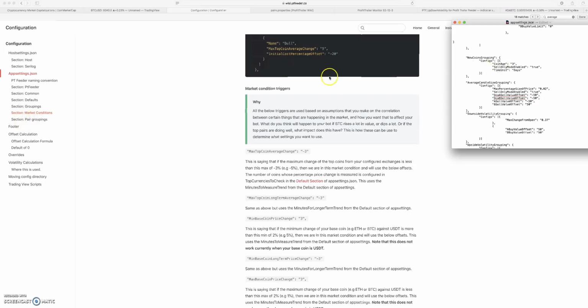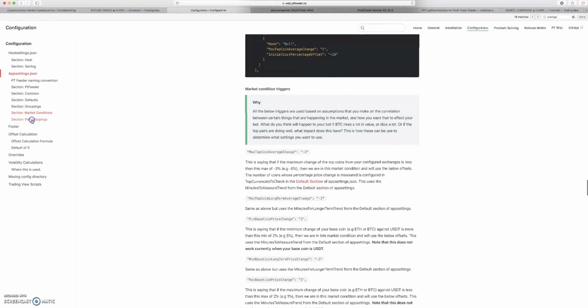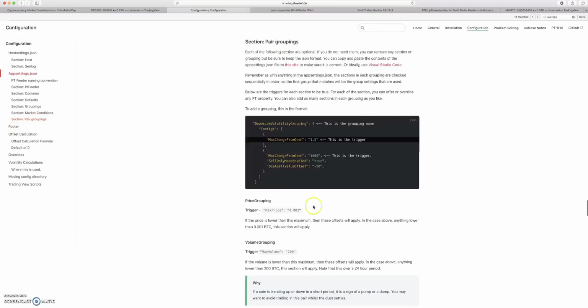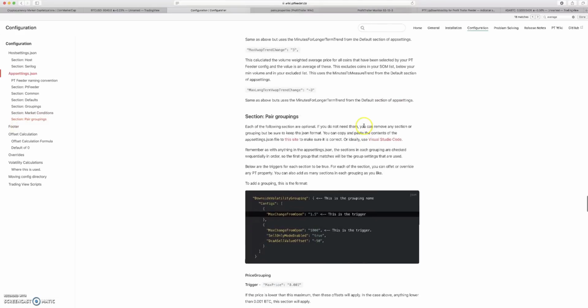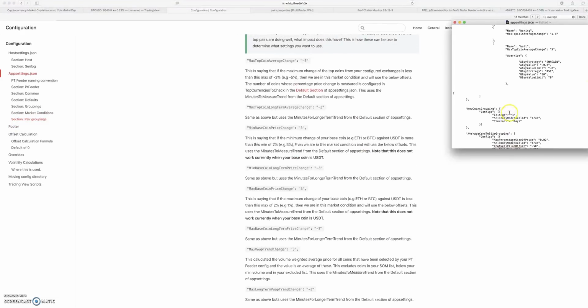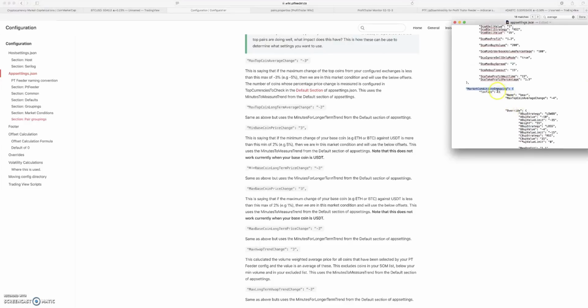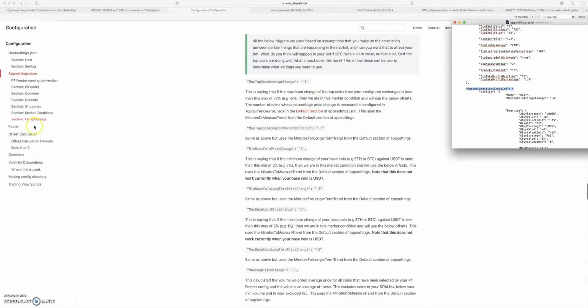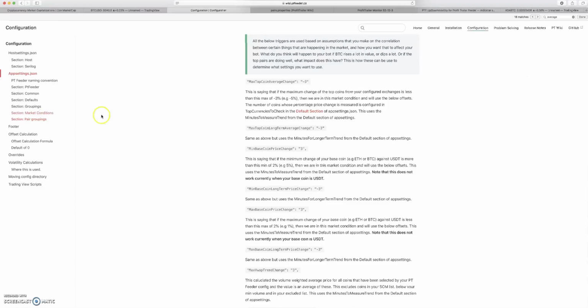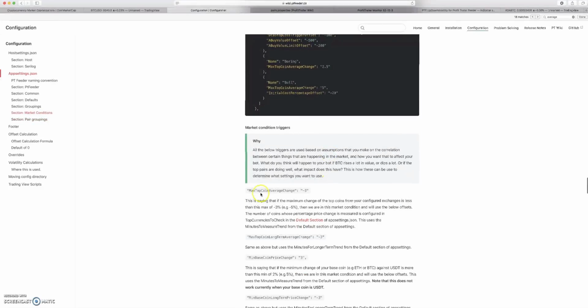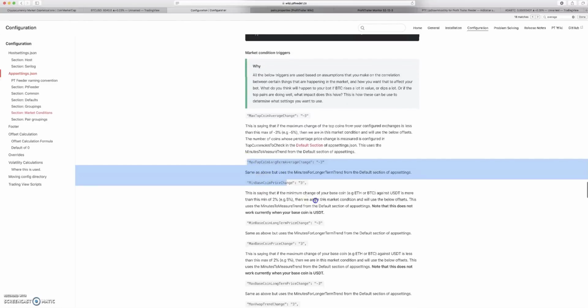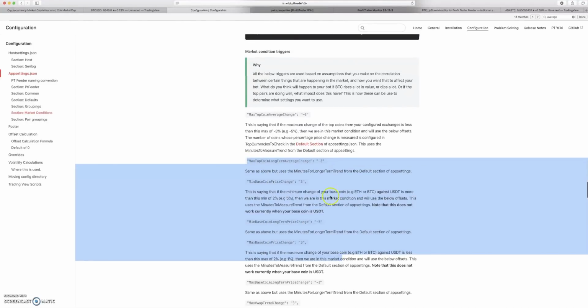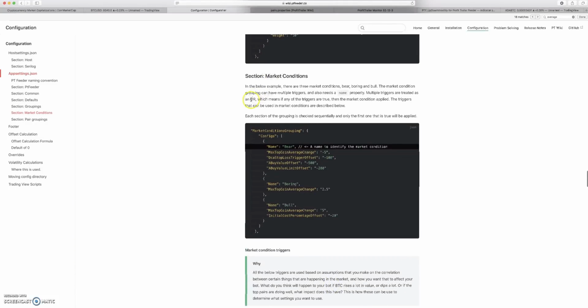So if you go into the PT Feeder wiki and you click on section pair groupings, this is where you're going to find all of this information. And I guess before I jump into this, I'll go back up here to this market conditions grouping. So the market conditions grouping, you don't have to use the max top coin average. You can use any of these triggers, and you can use all of them at once if you'd like to, but they're treated as an OR, just like it says up in here.